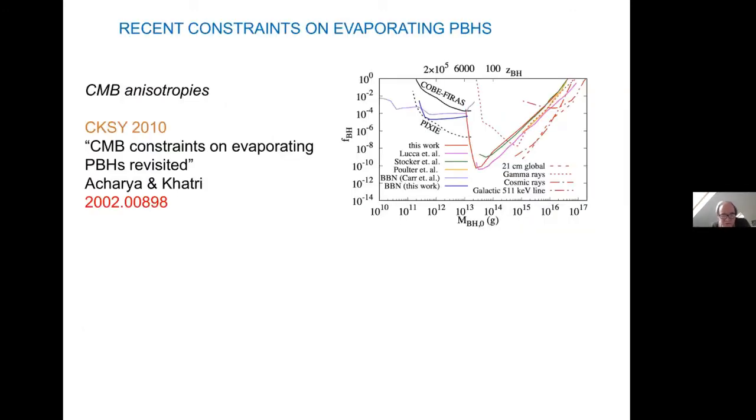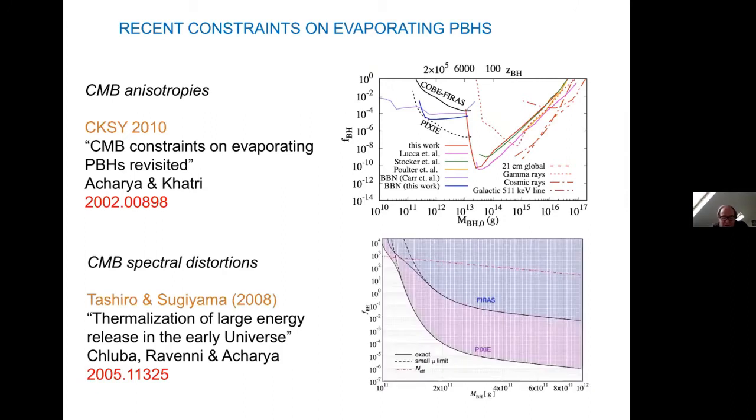Also, it's interesting to look at the constraints which come from the CMB anisotropies and the spectral distortions. And I'll just flash up some pictures. We had a nice talk from Dr. Khatri about that, and I'm just showing their constraints.